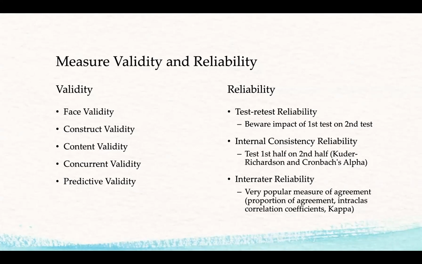One way is test, retest, reliability. So test, retest is just what it sounds like. You give a test, and then after a certain period of time, you give the test again. Now, the thing that you have to be careful about with test, retest, reliability is the impact of the first test on the second test. Because if you haven't given enough time between the first and second test, there is the danger that there could be some recall of the performance of the first test. And so if I have a really good memory and I remember something, then I actually may do better on the second test.